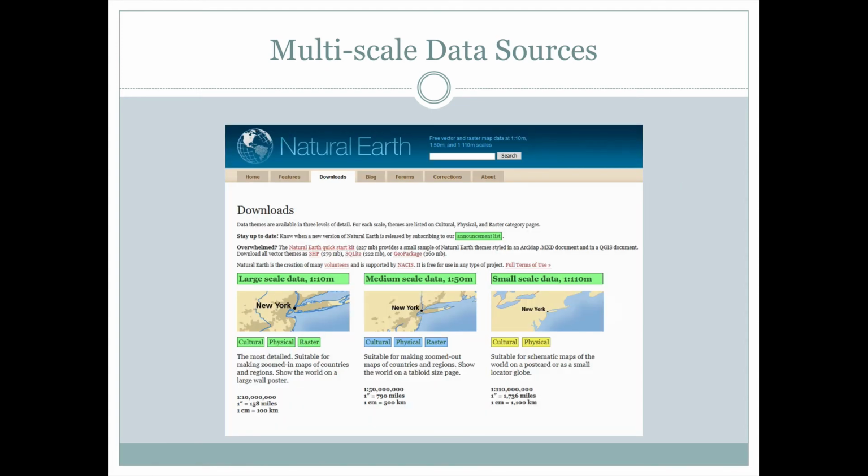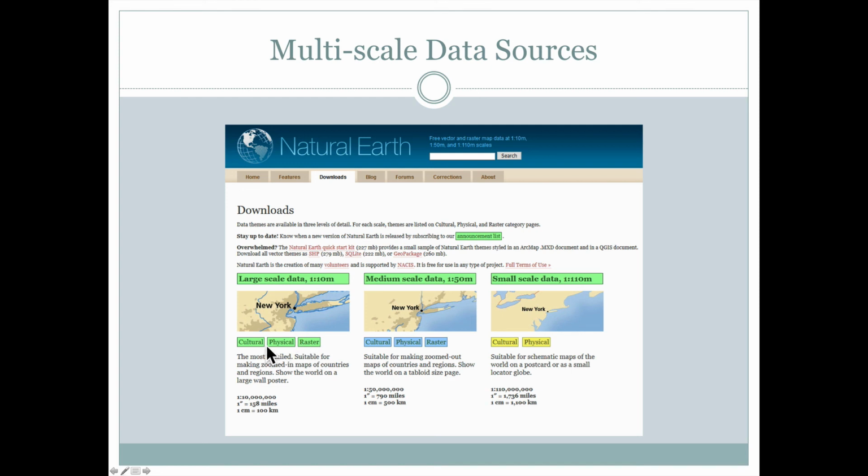Another example of a good multi-scale data source is Natural Earth data. This was put together by cartographers so that the GIS data that you download here is appropriate for mapping at these scales. And you can see they organize it from what they call large scale, but is not nearly as zoomed in as the USGS stuff, starting at 1 to 10 million, and then going to 1 to 50 million and 1 to 100 million. And they show these screenshots to show what your map might look like if you were using this sort of data.